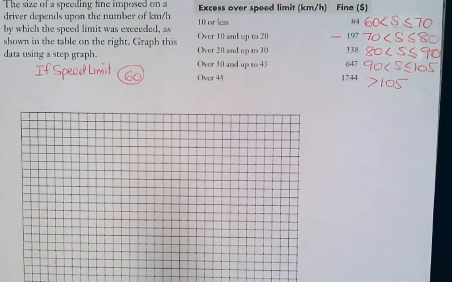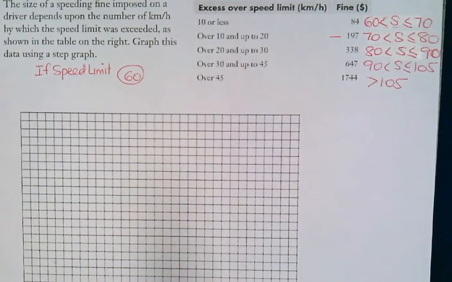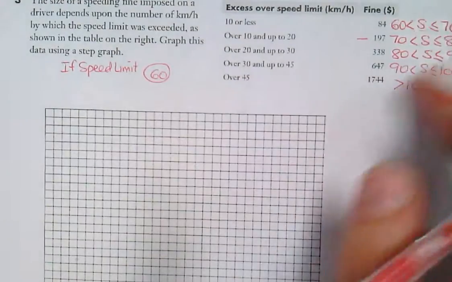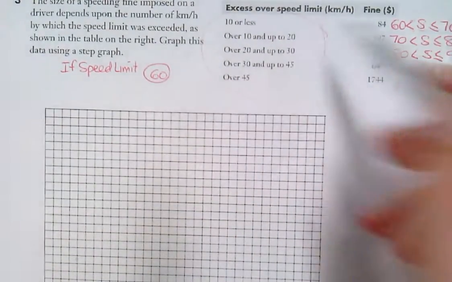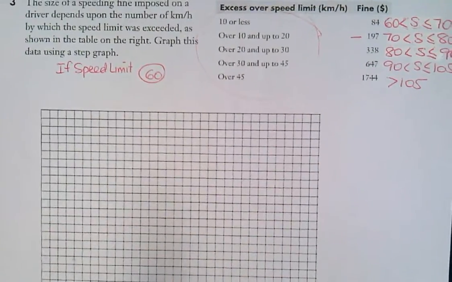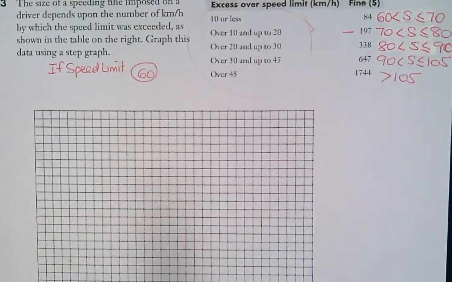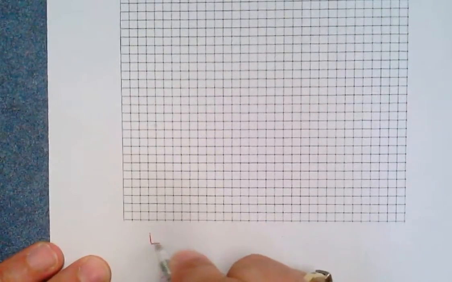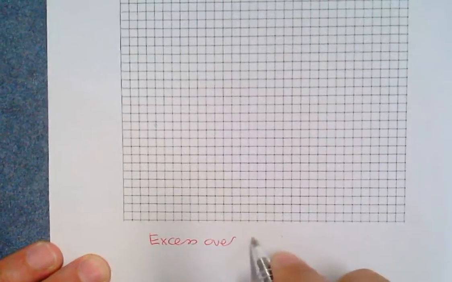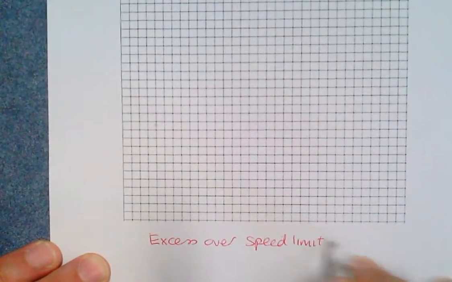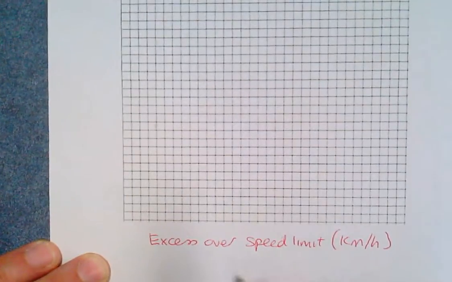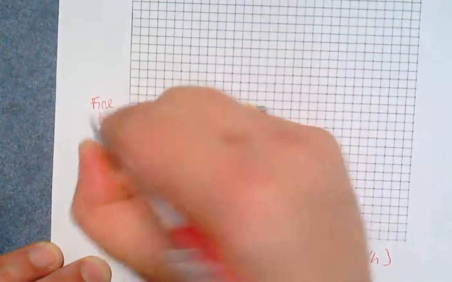Sketch this now. We're going to draw the step graph. As we said, what depends on what? How much you're fined depends on how much you were over the limit. Okay? Now, when I do this graph, I'm not putting the 60s and the 70s. I'll be using this data, 10 and all that. Because what if the speed limit's 50? What if the speed limit's 80? It always changes. All right? So, on the horizontal axis, I put excess over speed limit in kilometers per hour. And over here, I put my fine in dollars.